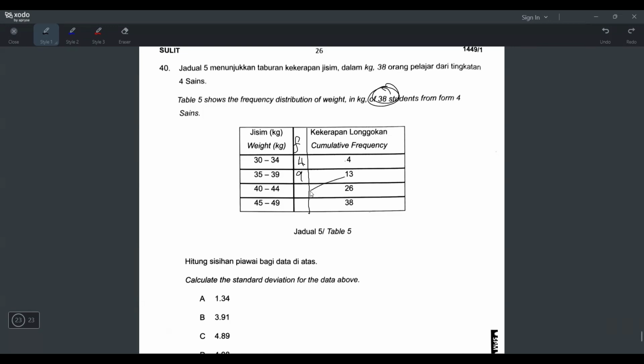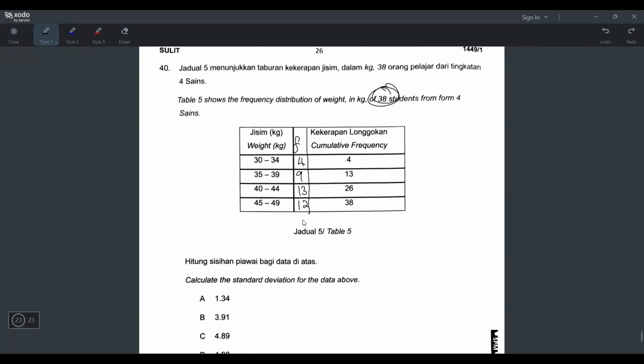And then next one, 13 tambah berapa dapat 26? You just tekan 26 minus 13, right? And the calculator will give you 13, right? And then you think about 26 tambah berapa dapat 38. So you just tekan 38 minus 26 lah. And then your calculator will give you 12. Okay. So itulah you punya frequency.